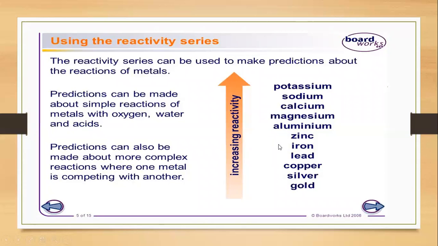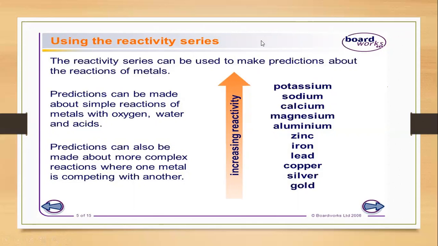So why are these metals arranged in the reactivity series? Because some metals are more reactive than the others. So we have organized all the metals in a table form, and that is known as the reactivity series. This reactivity series is important because it can be used to make predictions about the reactions of metals. By using this concept, we can predict what is going to happen in the reaction.